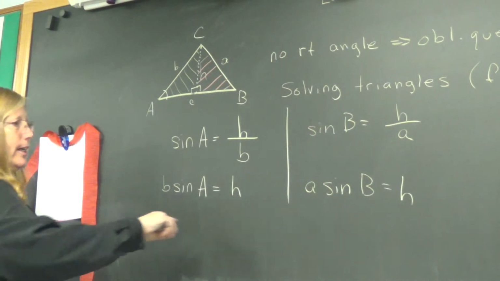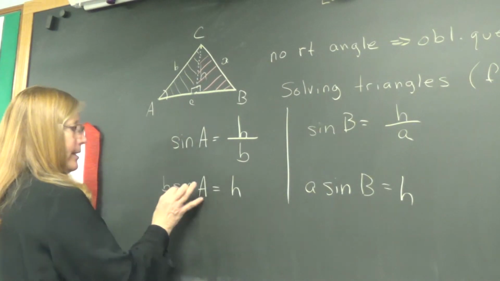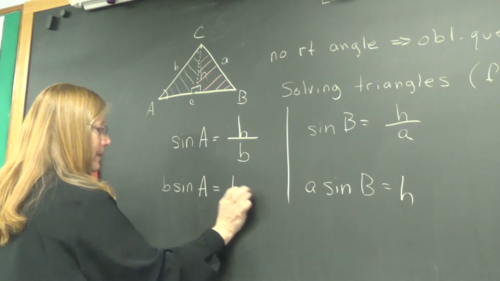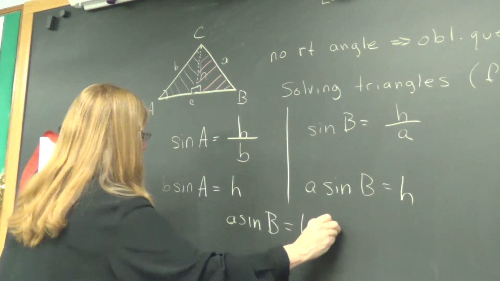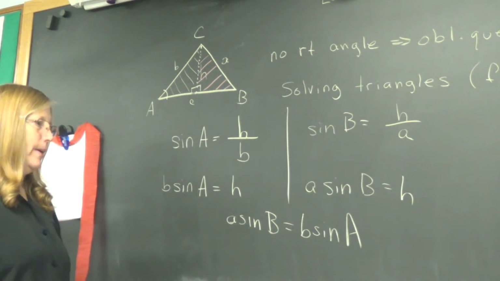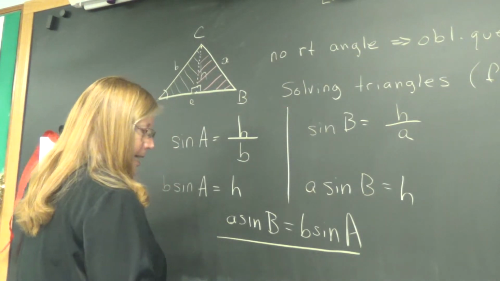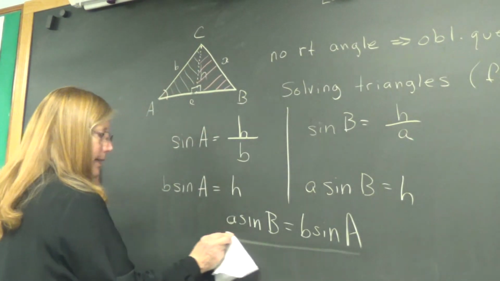Both these expressions are equal to h, so I'm going to set them equal to each other. If this equals h and this equals h, then they're all the same. I'll put a sine B equals b sine A. You can write it in the other direction and be perfectly fine. Small a sine big B equals small b sine big A, where big A's are angles and small a's are sides. Let's clean that up, and we'll have the law of sines. The development was really quick.